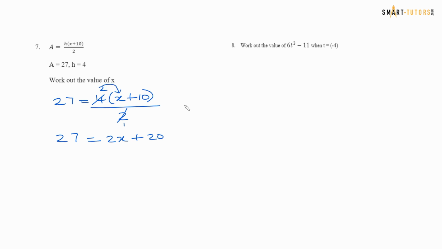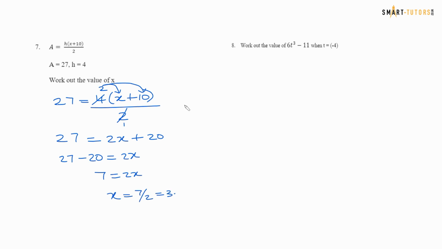2 times x is 2x, 2 times 10 is 20. So then bring this 20 to the other side. So 27 take away 20 equals 2x. So 7 equals 2x. So 2x equals 7 means x equals 7 over 2, or you can leave the answer in decimal point, 3.5.